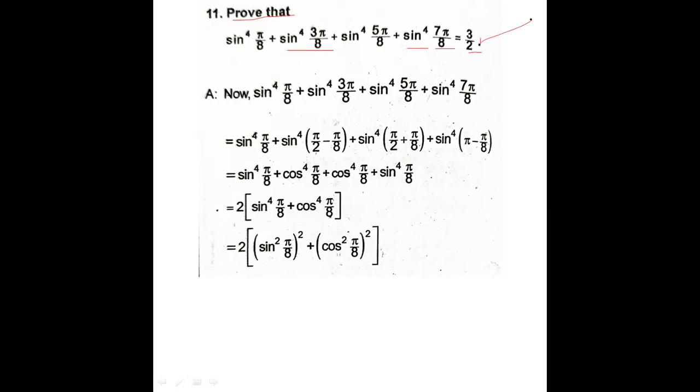Now 3 pi by 8 can be written as pi by 2 minus pi by 8. Instead of 5 pi by 8, I can write it as pi by 2 plus pi by 8. Instead of 7 pi by 8, I can write it as pi minus pi by 8. Now, sine 90 minus theta is nothing but cos theta.